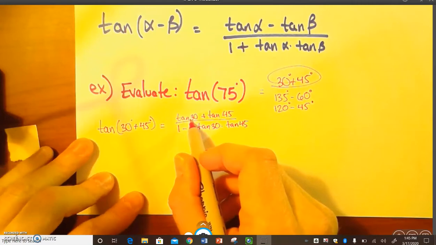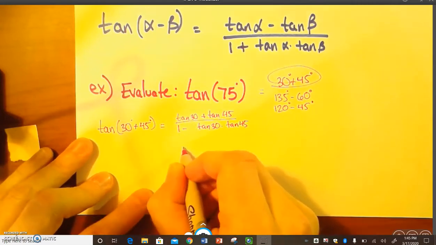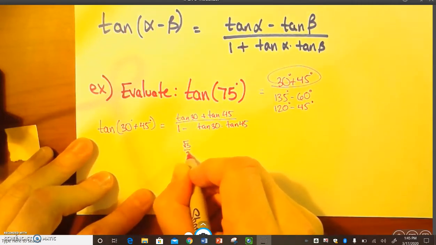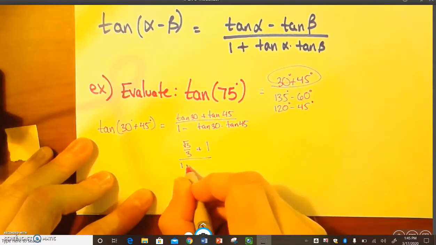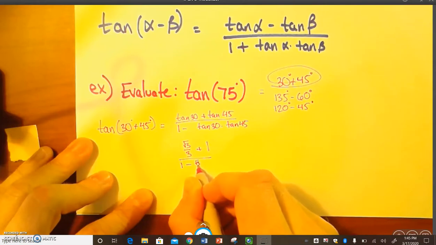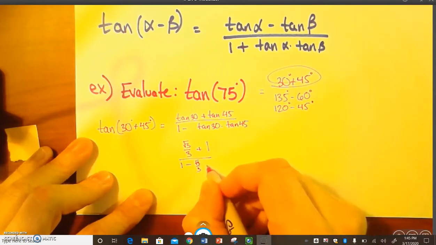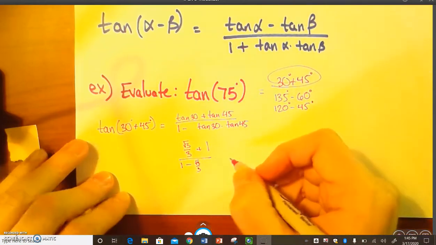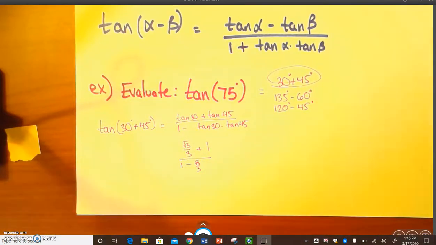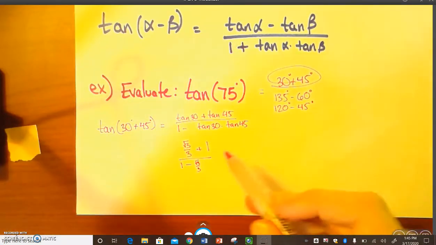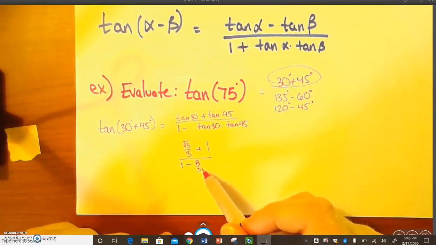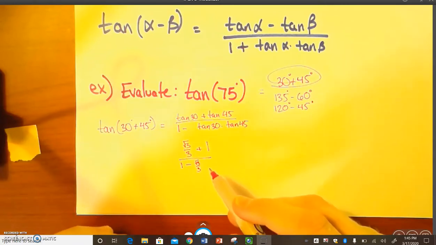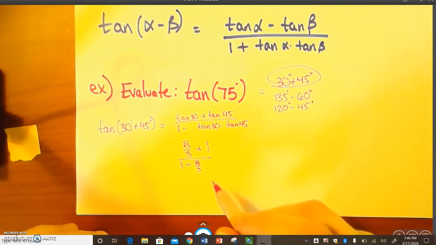Tan of 30 degrees is rad 3 over 3. Tan 45 is, of course, 1. So 1 minus tan 30, which is rad 3 over 3, times tan 45, which is 1. There's that. Now we have a value, but it's not a simplified value. There's a couple issues. We have fractions on the numerator and denominator. We have radicals in the denominator. So I'm going to just take care of each of those issues one at a time.